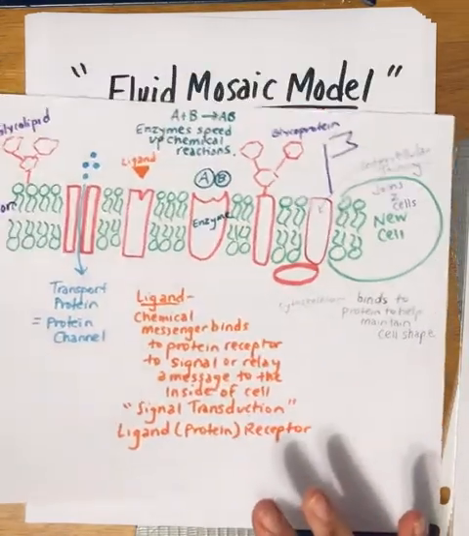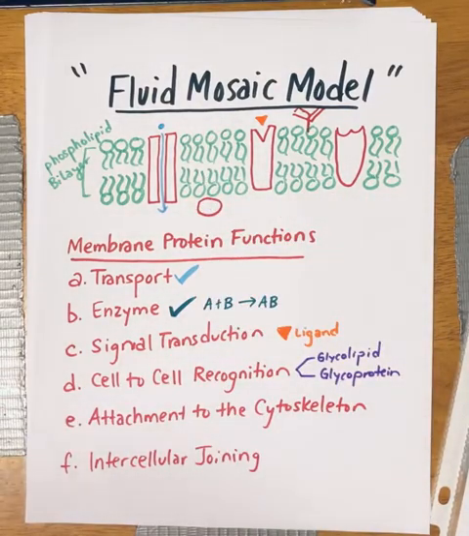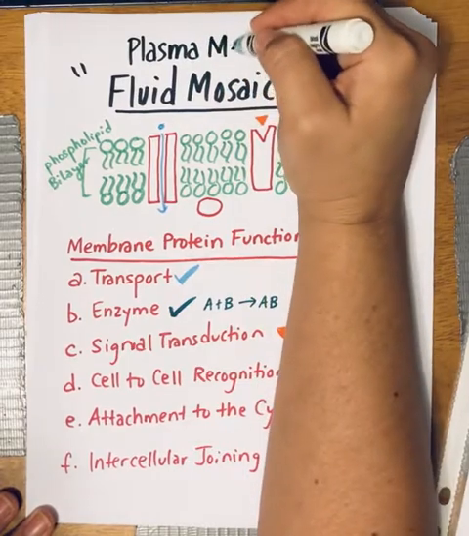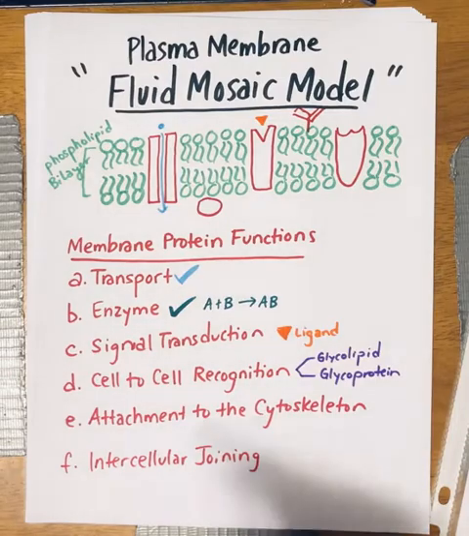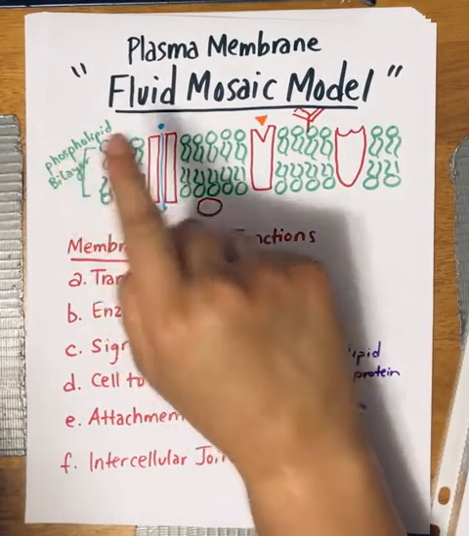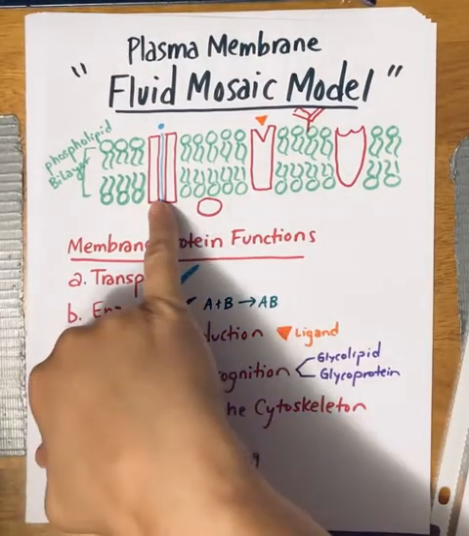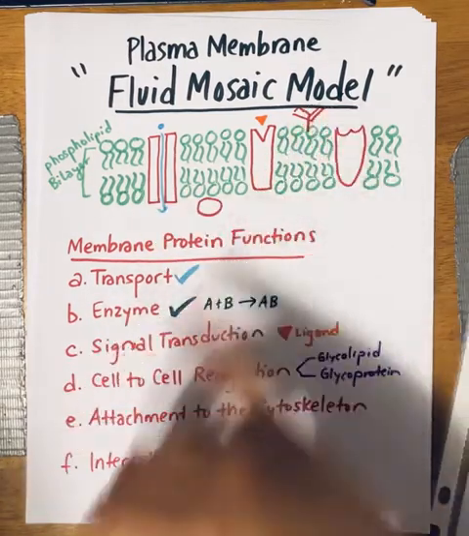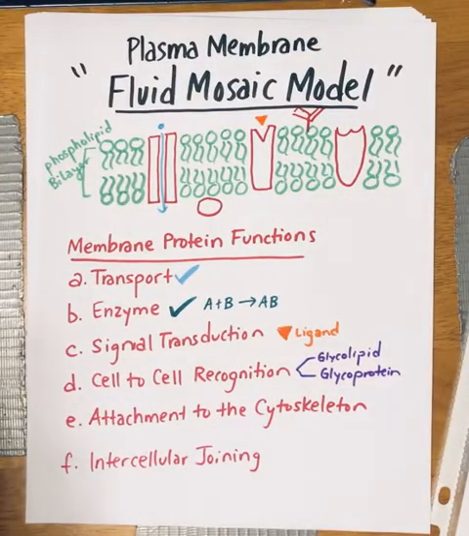So, when we say fluid mosaic model, which represents the plasma membrane, it is only made up of two primary things. Now, it does have other things involved, but it's made up of two primary things: your phospholipid bilayer and proteins. Proteins are divided into two types: integral proteins and peripheral proteins. But even though there's integral and peripheral, they basically have 6 different functions that I've listed.